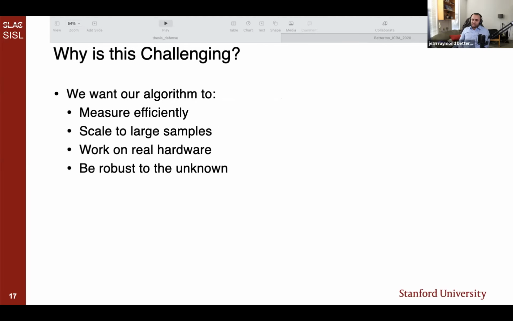So this is challenging because it's not obvious how to sample efficiently with an X-ray beam. Further, even if we do have an idea of how we might want to sample efficiently, we need a methodology that can scale to very large samples, that can work on real hardware, and can be robust to samples that we haven't seen before.